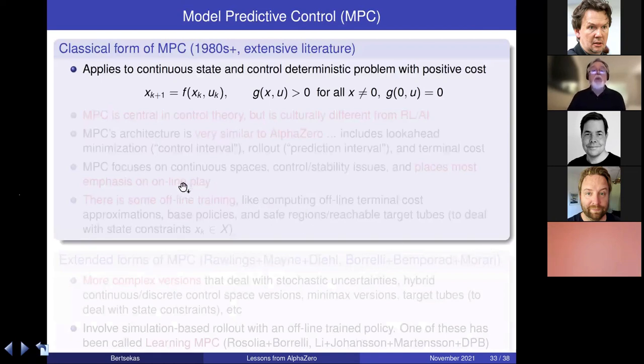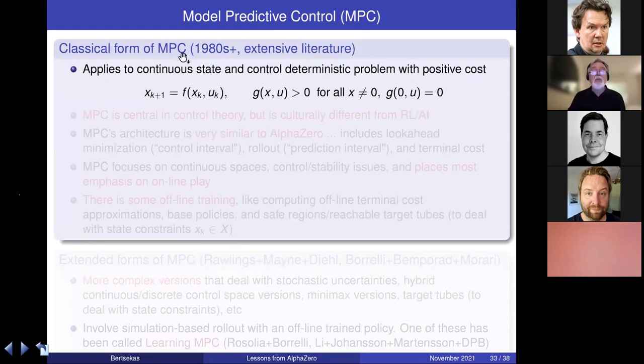Okay, model predictive control is a major methodology, perhaps a dominant methodology in control theory research these days. It dates to close to 40 years and has extensive literature. It has been applied to very, very challenging problems. There's a lot of experience with it.